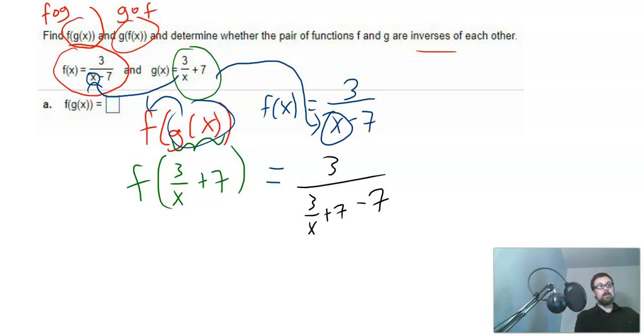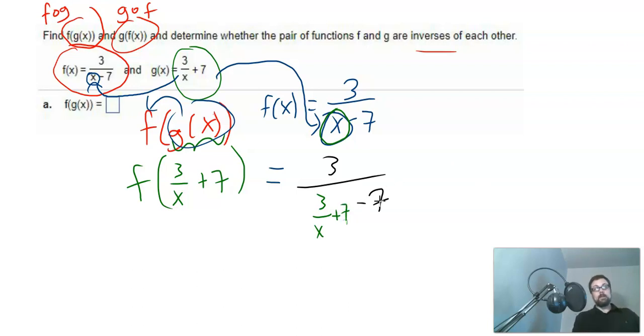Right. So maybe I should use a different color to make it stand out so you can really see the substitution there. We'll have 3 over X plus 7. Right, so this is where X was. In place of that, we now have 3 over X plus 7 because that's what G of X is equal to. That's what we're plugging in for X right here. And so it's a mess. And we need to simplify it.